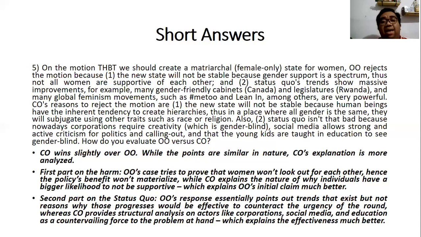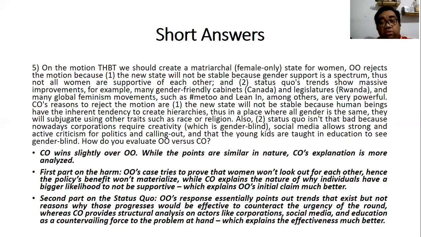We thought that was problematic because while it was indeed similar, there were enough nuances and details that closing opposition brought, which was more analyzed and also made a huge difference in the way that we understand the case and the responses. So firstly, on the part of the harm, we felt that opening opposition's case tries to prove that women won't look out for each other, therefore the policy's benefit won't materialize.